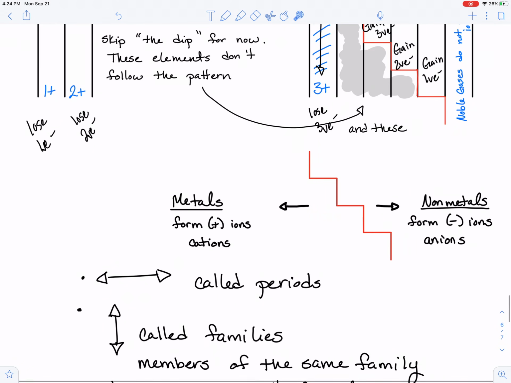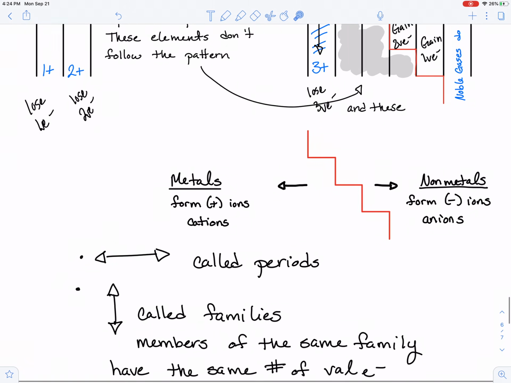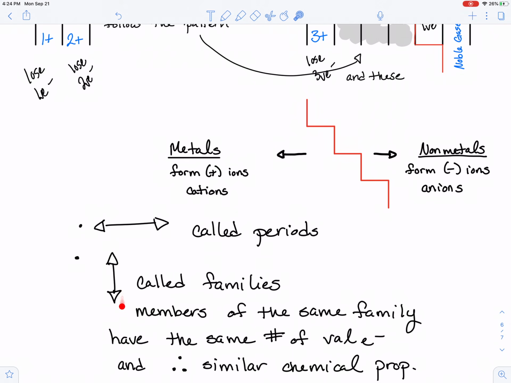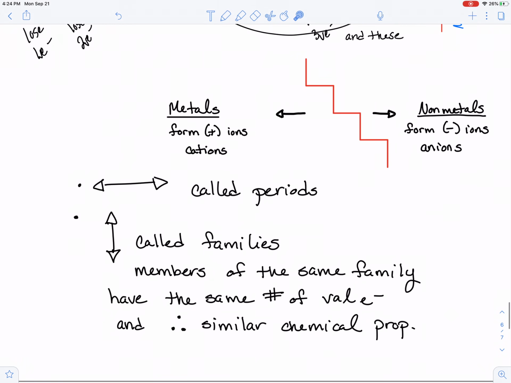When we're talking about your periodic table, when we're talking about the rows horizontally, those are called periods. When we're talking about the columns, the vertical parts, those are the families. And the families are really important because members of the same family share the same number of valence electrons. And because they share the same number of outermost electrons, they often behave most similarly. So they're the ones that will have similar chemical properties.